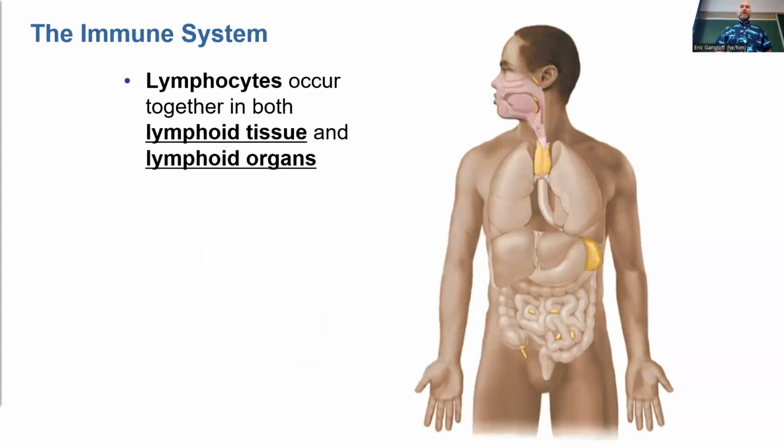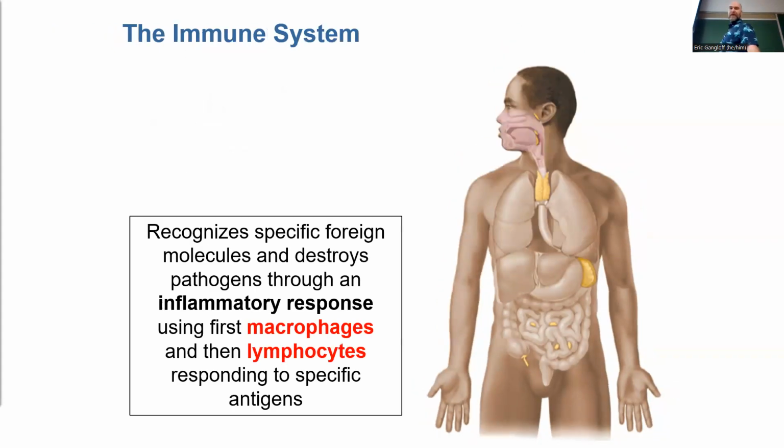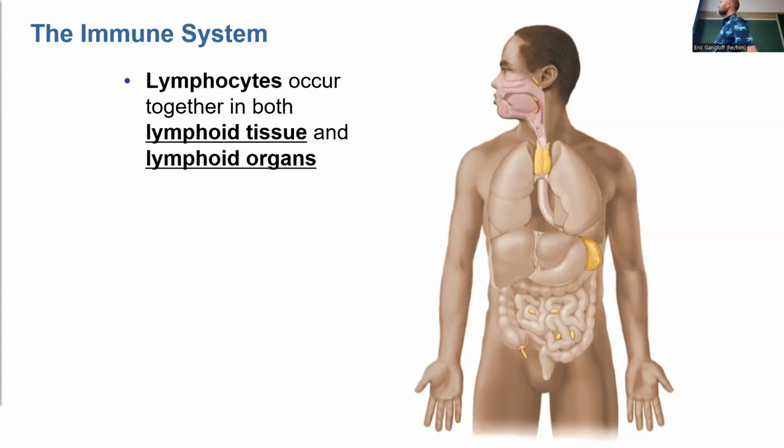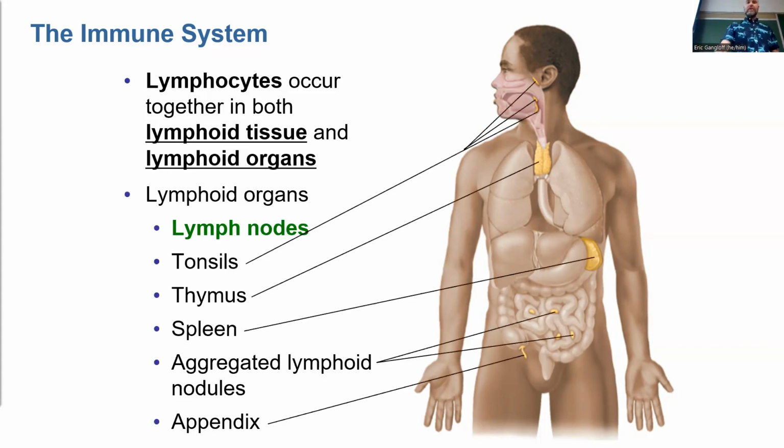So let's look at this on an anatomical scale first. Lymphocytes, these second kind of immune cells that target specific kinds of invaders, are found in both lymphoid tissues and lymphoid organs. And you can see in yellow here the distribution of some of the lymphoid organs around the body. And those include the following: your lymph nodes. We talked about your lymph nodes in class on Monday. The lymph nodes actually aren't on this diagram, but we know them from the previous lecture where they are.